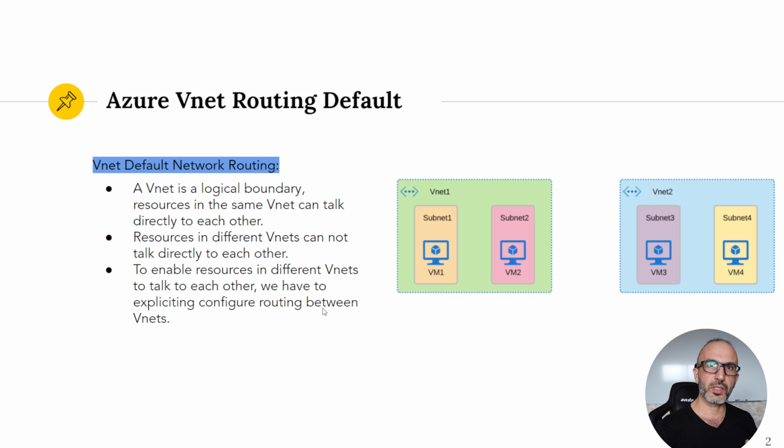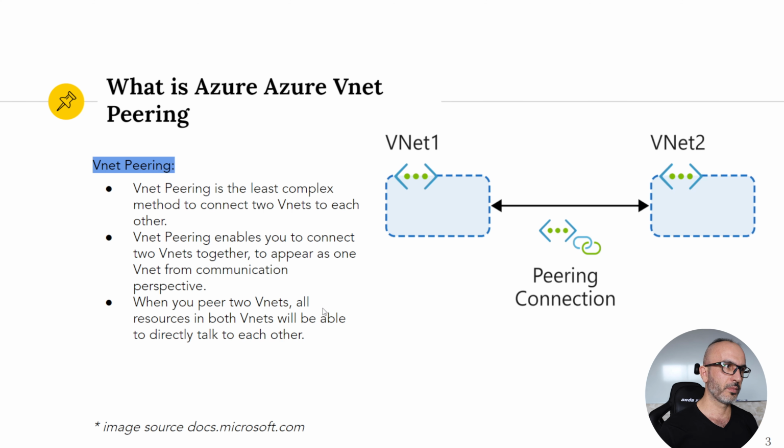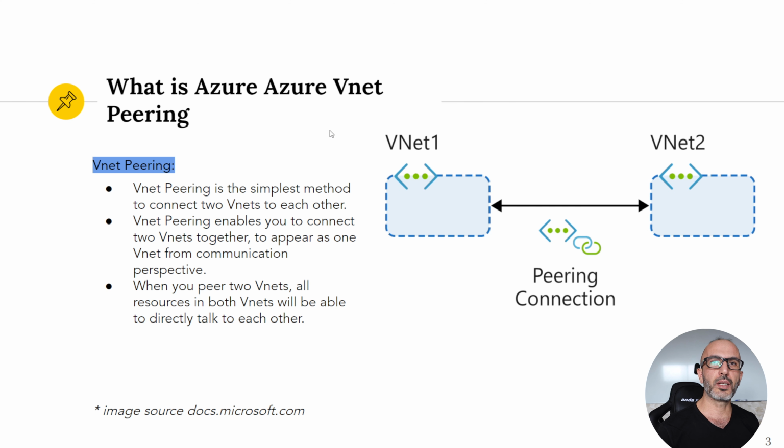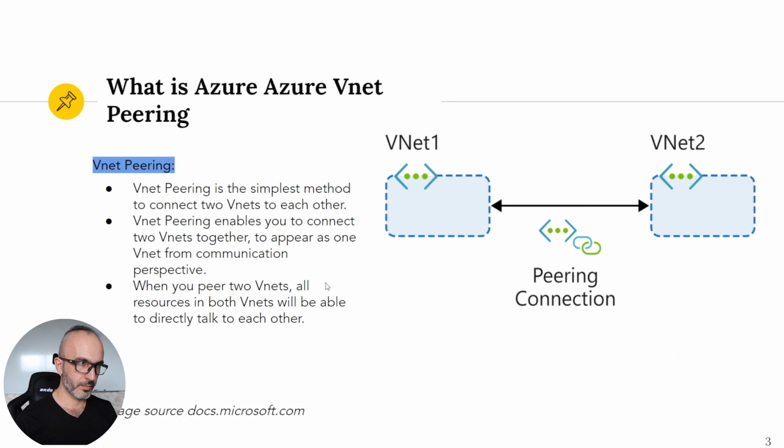To enable our resources in different VNets to talk directly to each other, we need to explicitly configure some sort of routing to allow those resources to talk to each other. This is where VNet peering comes in. VNet peering is the simplest method to enable us to connect two VNets together to appear as if they were one VNet. So resources inside those two VNets will be able to talk to each other directly as if they were part of one VNet.